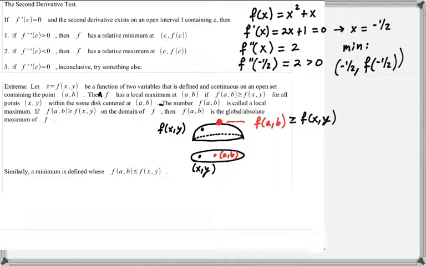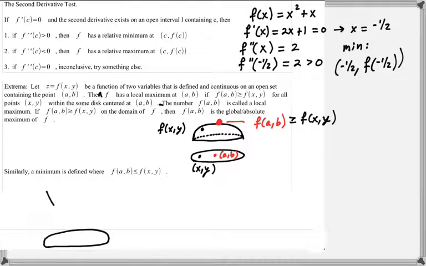All right, continuing on, the number f of (a, b) is called a local maximum. If f of (a, b) is greater than or equal to f of (x, y) on the domain of f, then f of (a, b) is a global or absolute maximum of f. We similarly define a minimum, so we can do a picture for a minimum.